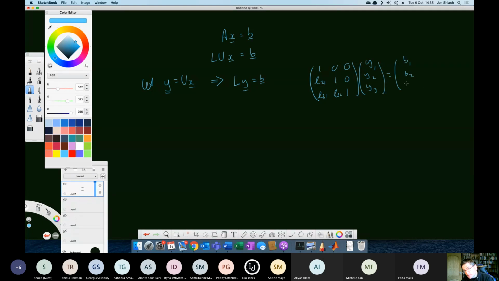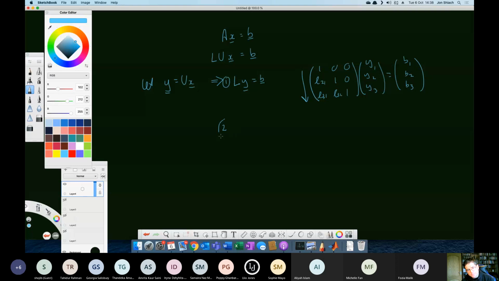B1, B2, B3. Now we can work out these through forward substitution because 1 times y1 equals b1, so we know what the value of y1 is. Then once we've got y1, we have L21 times y1 plus y2 equals b2, so we can work out y2, and so on and so forth. So we calculate our values of y using forward substitution, and that's our first step.